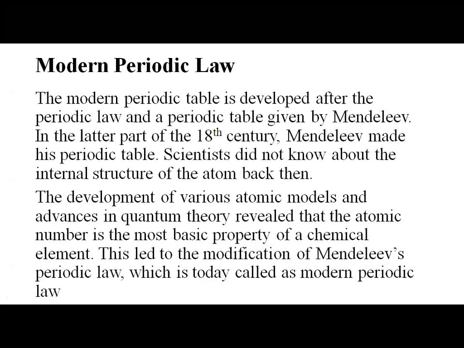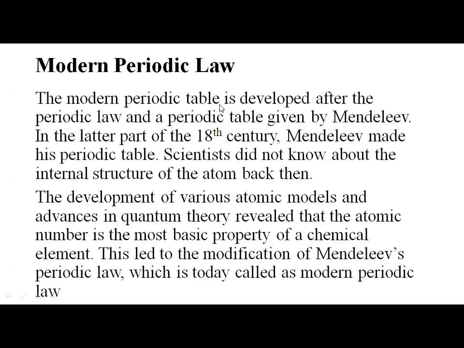So in the previous class we had discussed the need for the classification of the elements. We have seen Dobereiner's law of triads, Newland's law of octaves, and Mendeleev's periodic law. We have seen the merits and demerits of the laws also. Why it was not successful, we'll understand here. Coming to the modern periodic law.